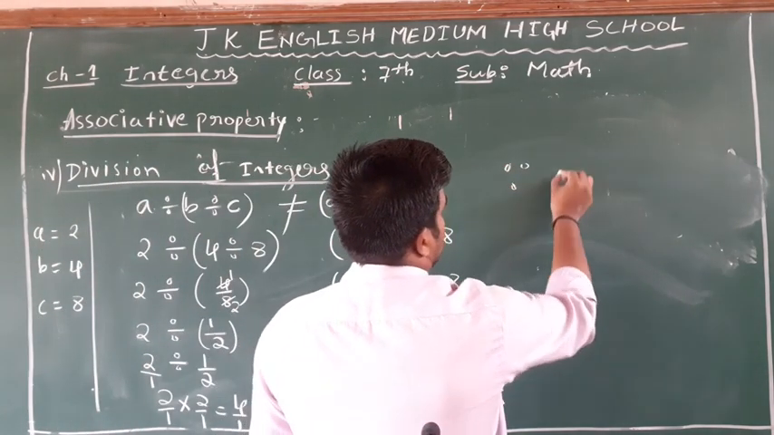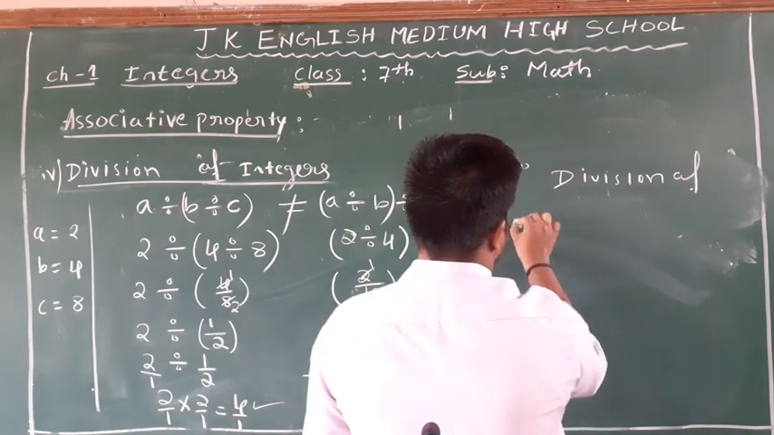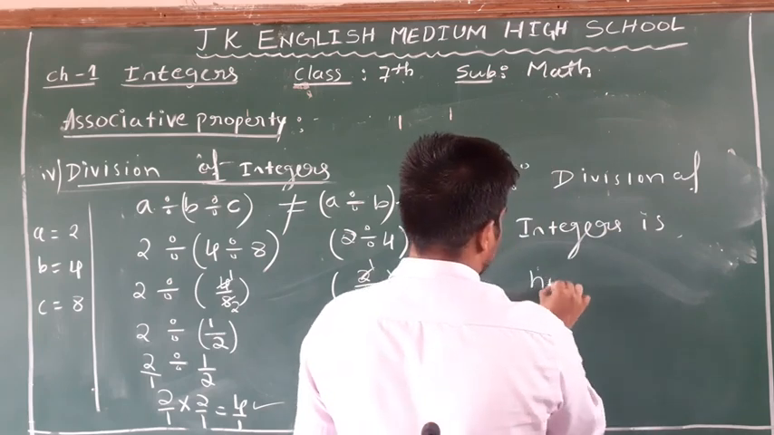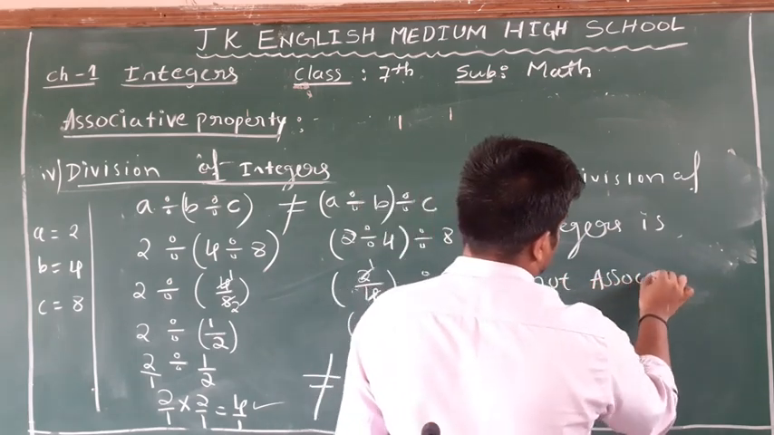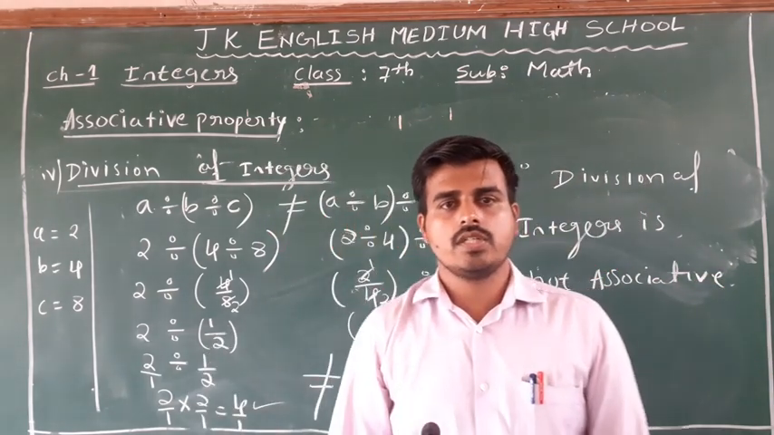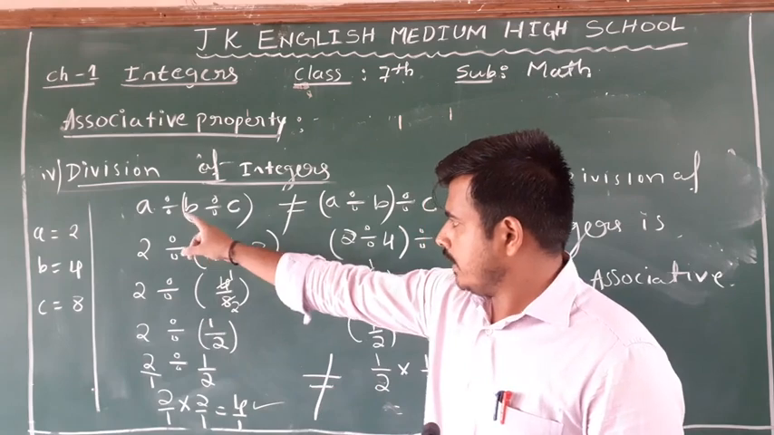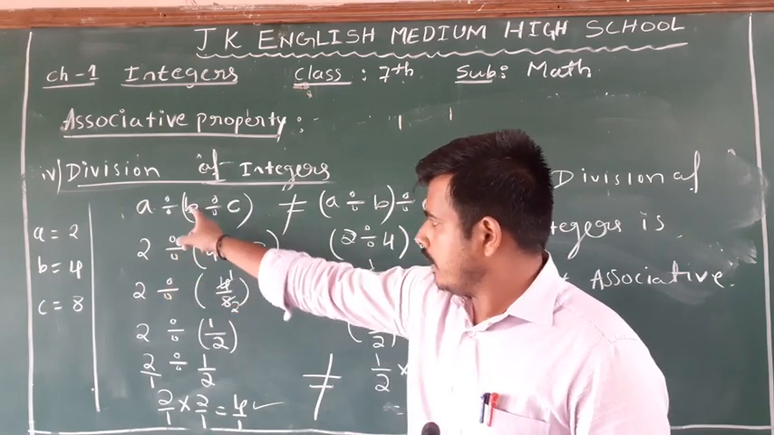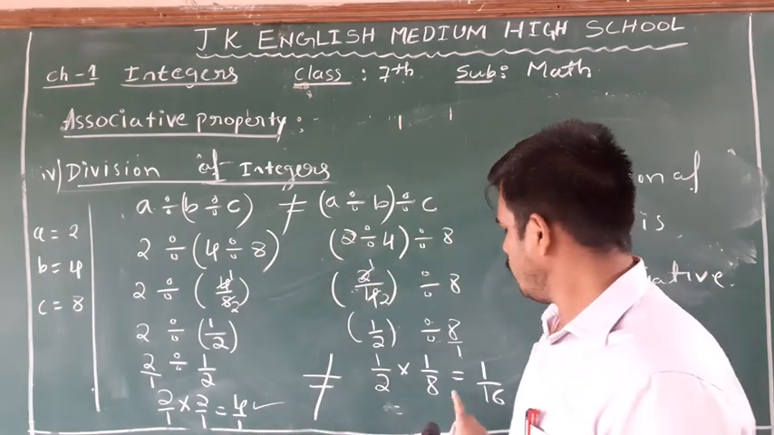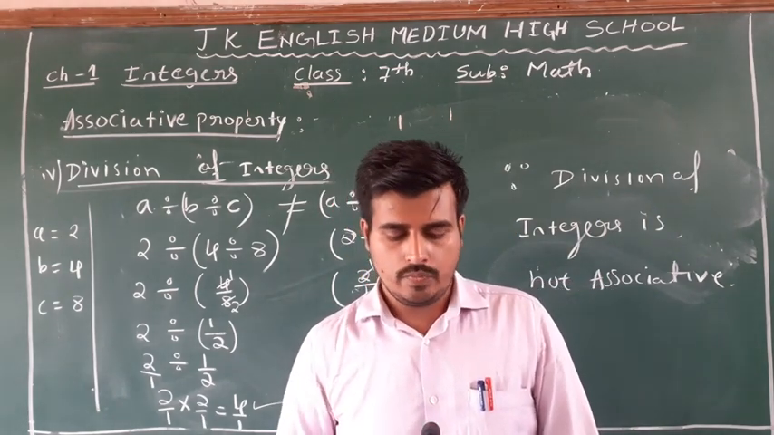Therefore, division of integers is not associative. Okay, fine. Division of integers is not associative. This we will learn in a new lesson, don't worry. If I solve this problem, I will get 4 by 1. If I solve this problem, I will get 1 by 16. Both are not equal. So it means that division of integers is not associative.